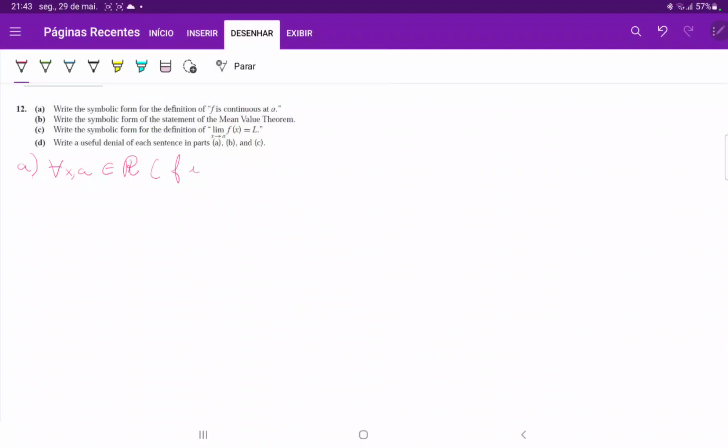So if f is continuous at A, if and only if we have that the limit of f of x equals f of A, as x approaches A.